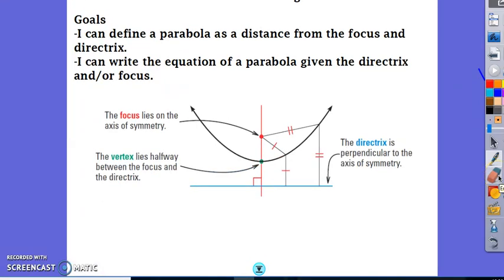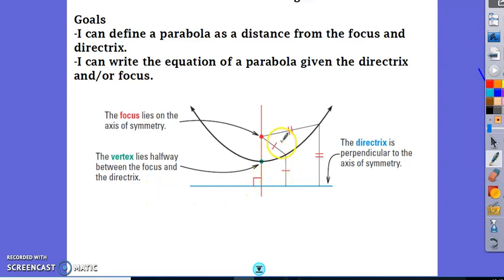Okay, this video is going to be on how to graph parabolas. So first, this is just the general parabola vocabulary. The focus here is the point that lies on the axis of symmetry of the parabola. The vertex lies halfway between the focus and the directrix line. The directrix is perpendicular to the axis of symmetry.